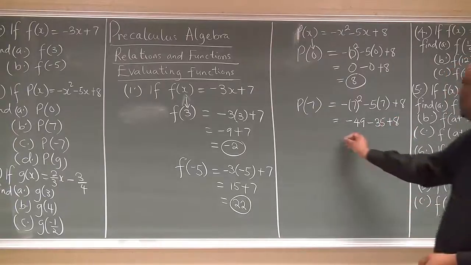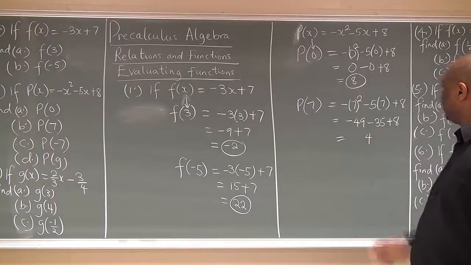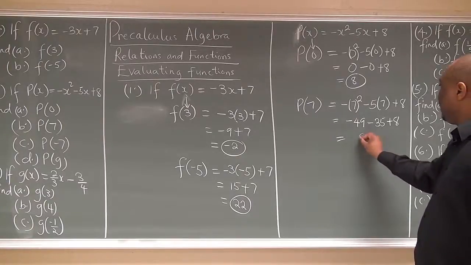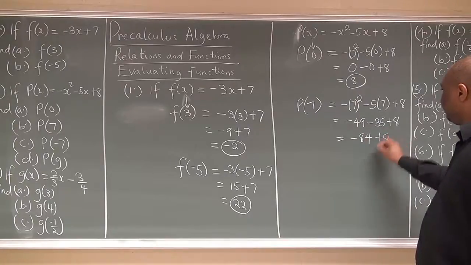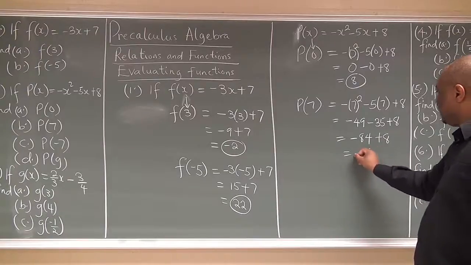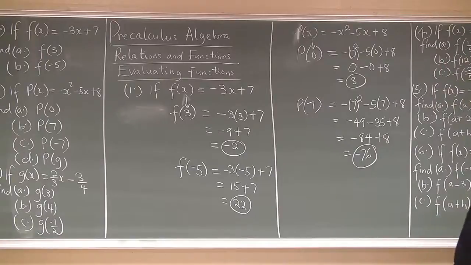Right? So this will give you what? Negative 49 minus 35, this will give you 84. 9 plus 5 is 14, 1 plus 4 is 5, plus 3, 8. Right? Negative 84 plus 8. And that will give you what? Negative 76. P of 7 is negative 76. That's it.